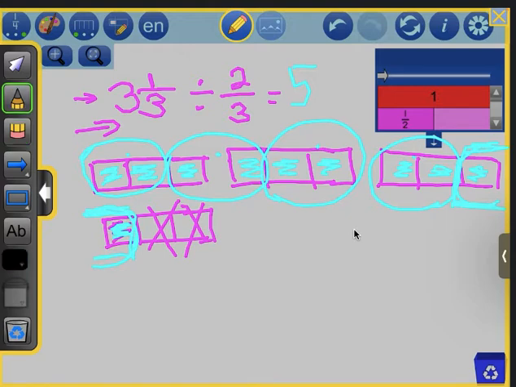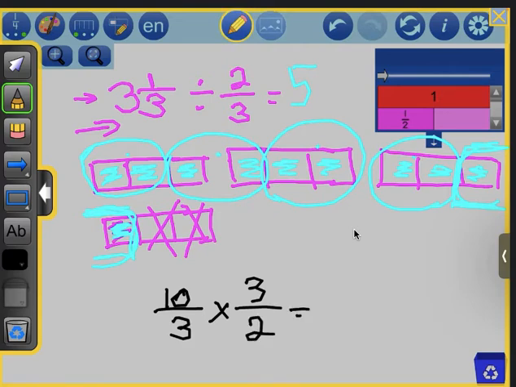And so 3 times 3 is 9, plus 1 is 10 over 3 times, right, keep flip change, or keep change flip, sorry, well, I'm really out of it today. All right, so 10 times 3 is 30 over 6, so that's 30 divided by 6, and that equals 5. So my answers check out.